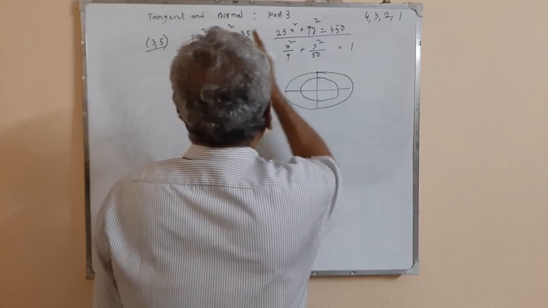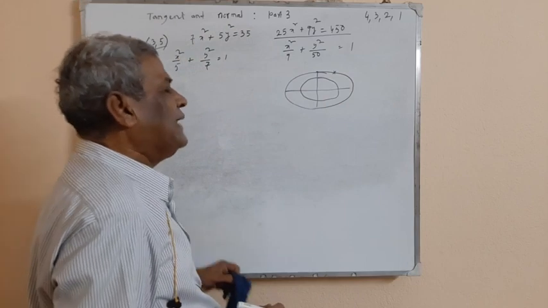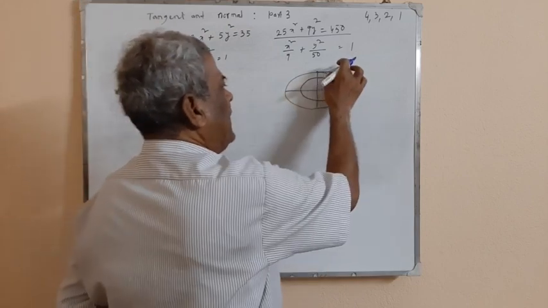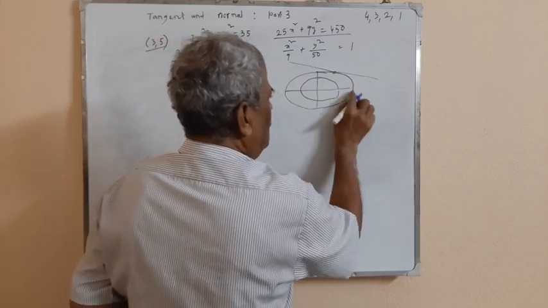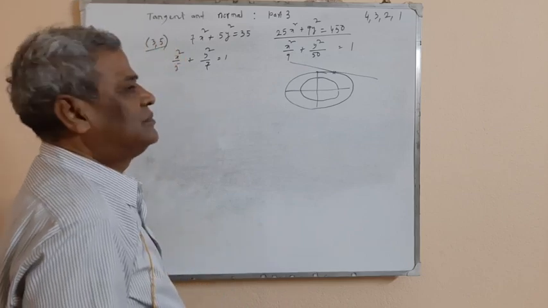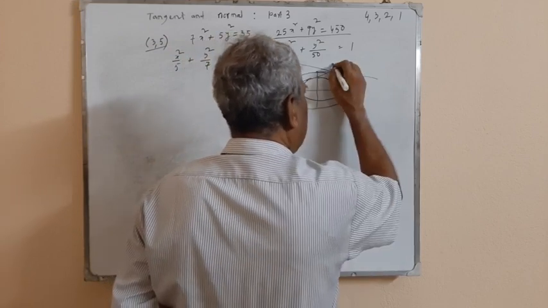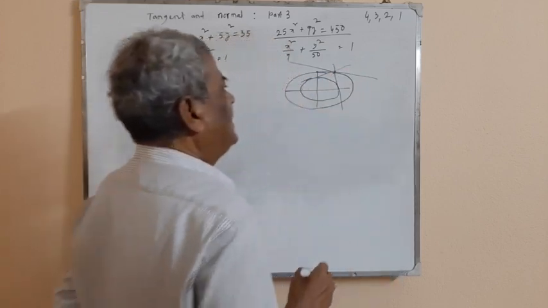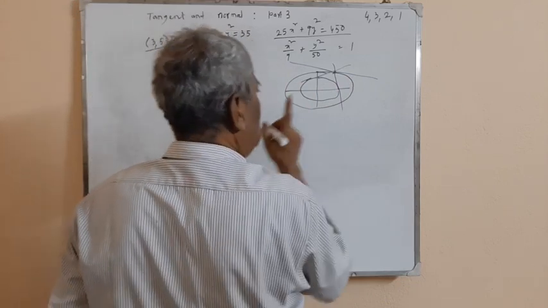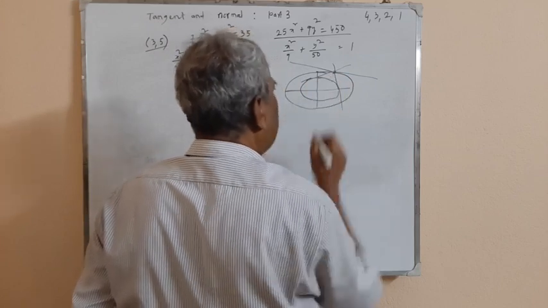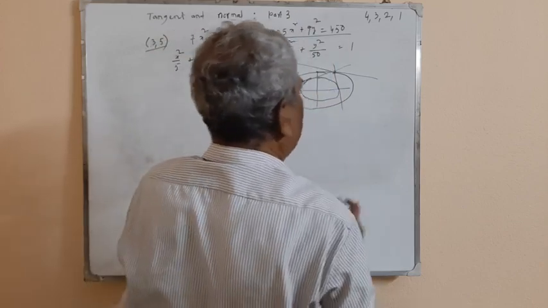And 3, 5 is a point on that. The question is, how many tangents are possible to draw from that point to these two ellipses? One, of course, is possible for that one. And from this point, one tangent is this, other tangent is that. No other tangent is possible. So clearly, from that point, 3 tangents are possible on this and that. So the answer is 3.